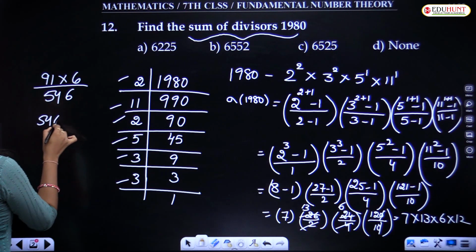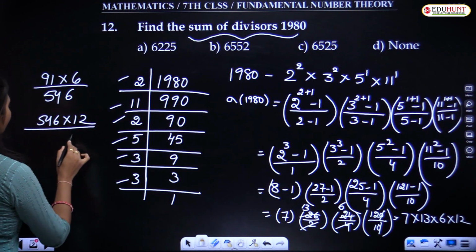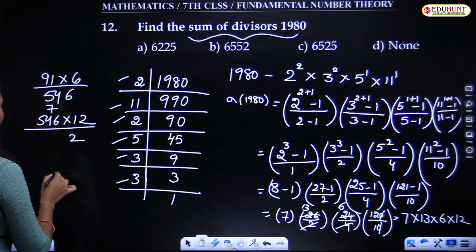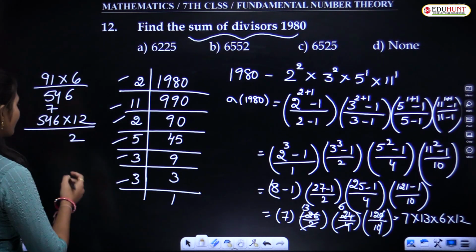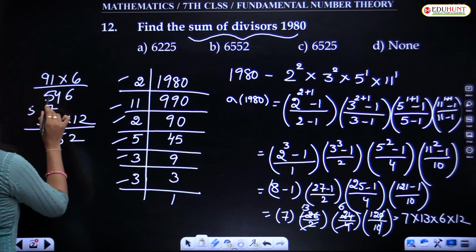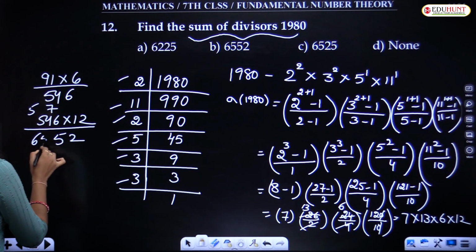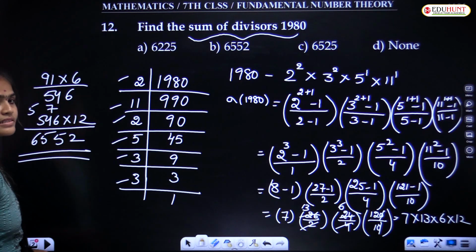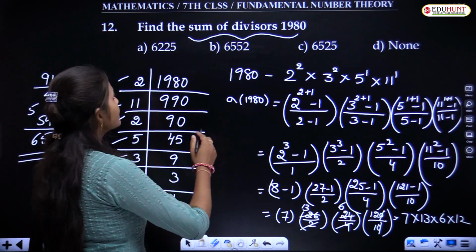Next, 546 into 12. So 12 into 6 is equal to 72. So carry over 7 here. 12 4s are 48. 48 plus 7 is equal to 55. Okay. 12 5s are 60. 60 plus 5 is equal to 65. Okay. So what is the resultant here? 6552. So what is that option?